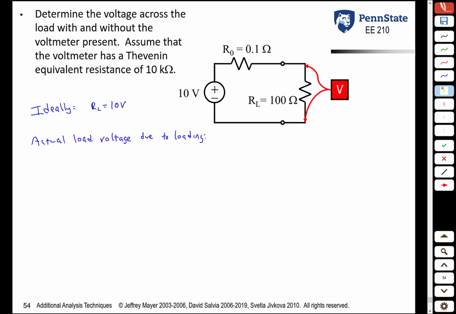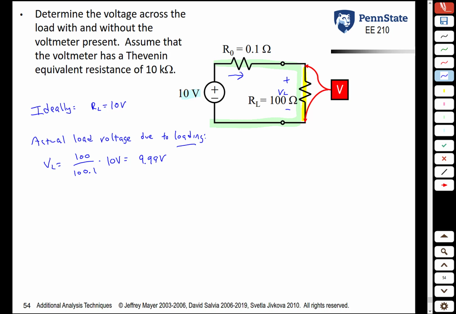So due to loading, the actual load voltage is going to be 100 ohms over 100.1 ohms multiplied by 10 volts. So from voltage division, VL, the voltage across the load, is going to be 100 over 100.1 times 10 volts, or 9.99 volts. This is once again due to loading, because there's going to be current flowing through this resistance, so you get a voltage drop across there, so the voltage you get at the load is not quite 10 volts.